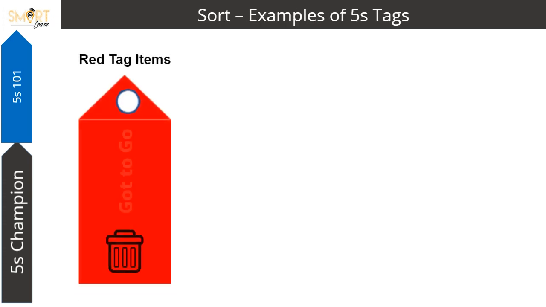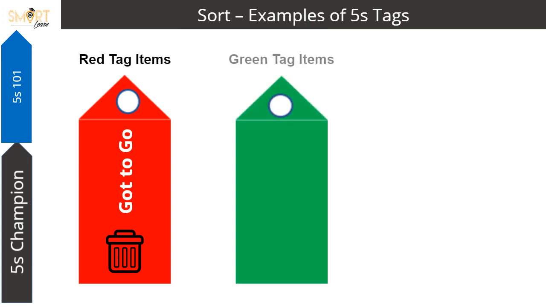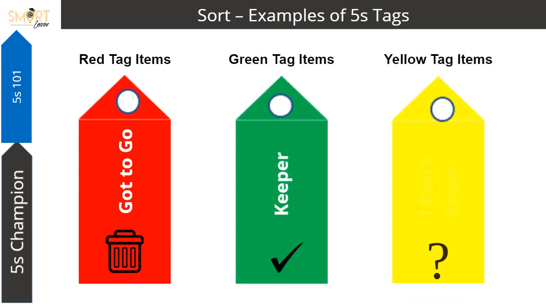Sort. Examples of 5S tags. Red tag, got to go. Green tag, the keeper. Yellow tag, I don't know.